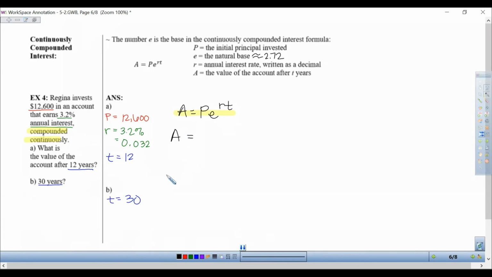Okay, so for A, after 12 years, we're doing 12,600 times E raised to the 0.032 times 12 power, which means we're doing 12,600 times E. If I multiply those two together, I get 0.384 power. And so that gives me about $18,498.63.